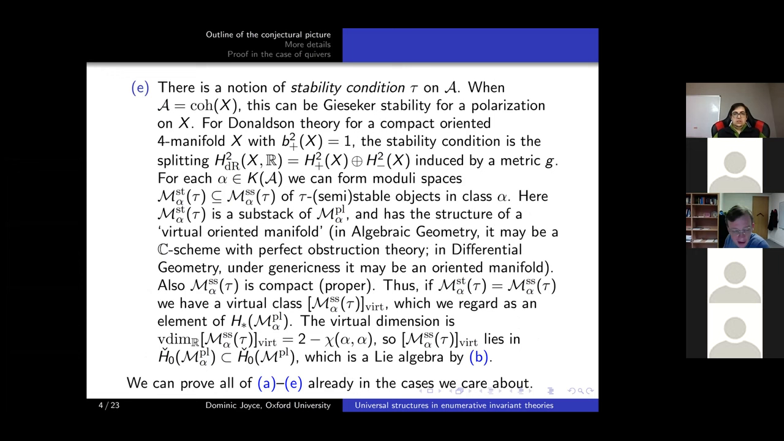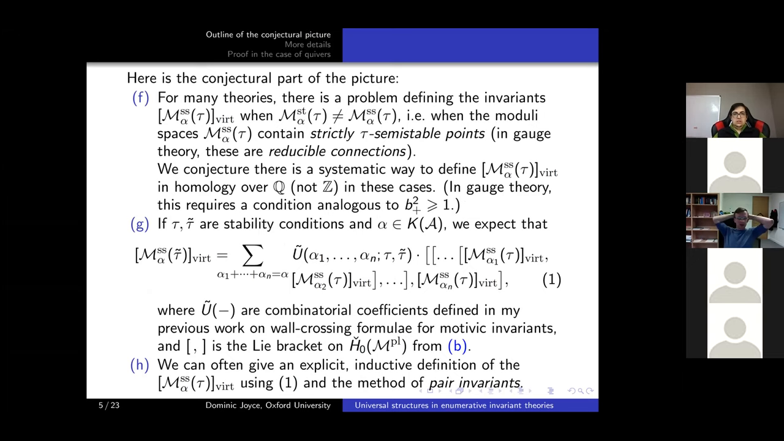Okay, so here is the part of the story which is at least partly conjectural. Part F is coming back to one of Jan's questions. In lots of invariant theories, you have a problem defining the invariants, defining the virtual classes, if the stable moduli space is not equal to the semi-stable moduli space. So that is when the moduli spaces contain strictly semi-stable points. In gauge theory, for example, Donaldson theory and instantons, the strictly semi-stable points correspond to reducible connections. So in Donaldson theory, having reducible connections in your moduli space is a problem because basically your manifold becomes singular. And then you have difficulty forming a virtual class, a fundamental class for it.